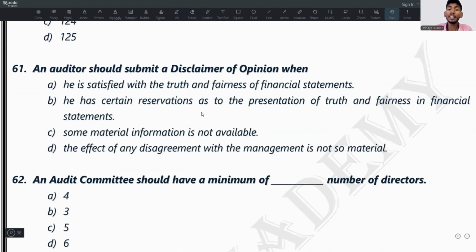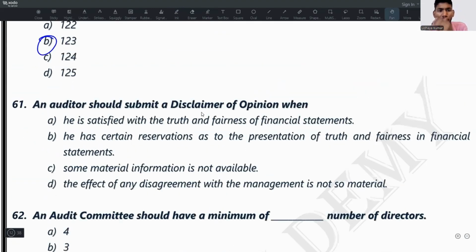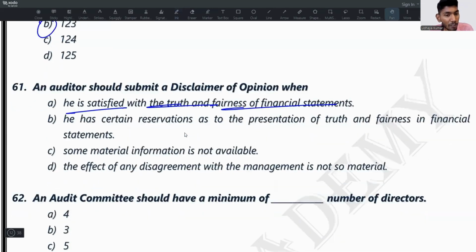An auditor should submit a disclaimer of opinion when, option A, he is satisfied with the truth and fairness. Disclaimer of opinion, try to recollect. I have told you in what case you will be providing a disclaimer of opinion. Some material information is not available. If you are unable to obtain sufficient appropriate audit evidence, you will be giving what? A disclaimer of opinion.